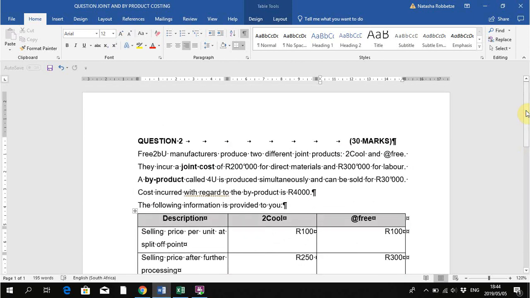I hope that this video has helped you a little bit. Also, be sure to go through the chapter in your textbook. Make sure that you read through that, you understand the definitions and the differences between joint products and byproducts. Very, very important, because one should not attempt to do calculations if you do not understand the theory behind it.